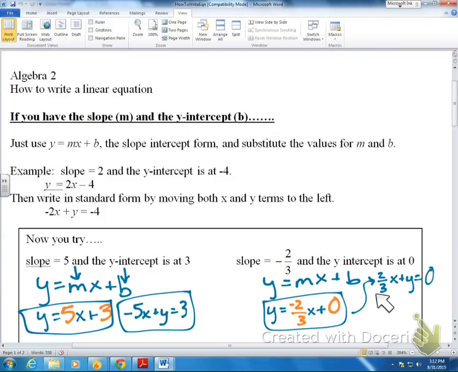So to get rid of those fractions, we'd have to multiply everything by that denominator, multiply everything by 3. So if I multiply the first term by 3, second term by 3, 0 by 3, just letting you be aware of more than one way we can write this equation. This right side is actually technically standard form.